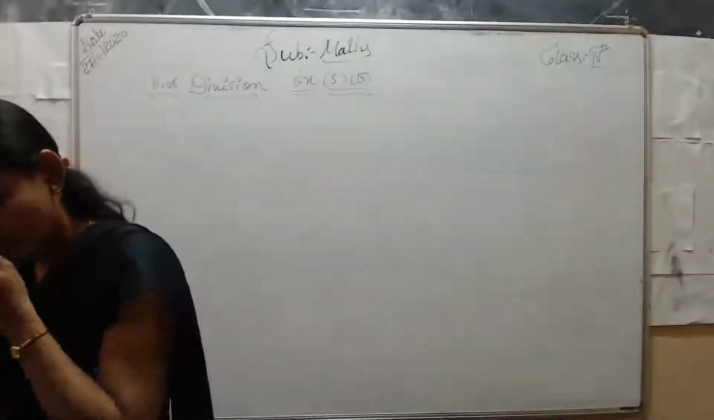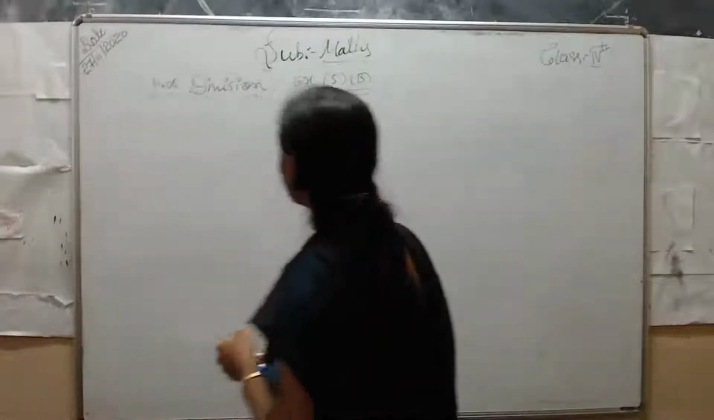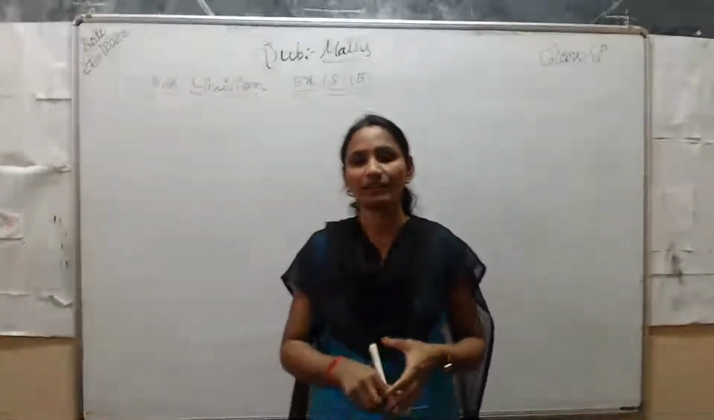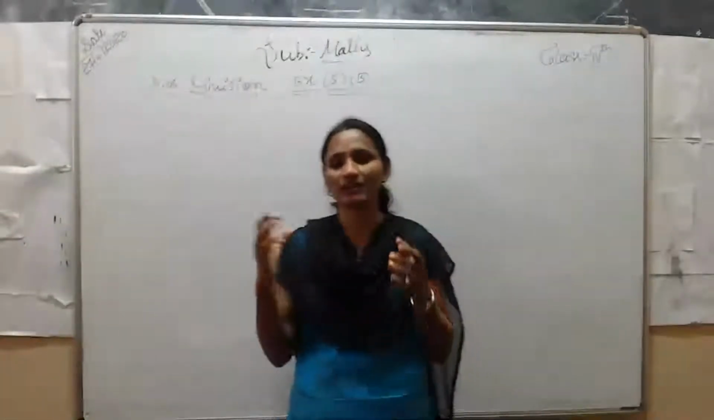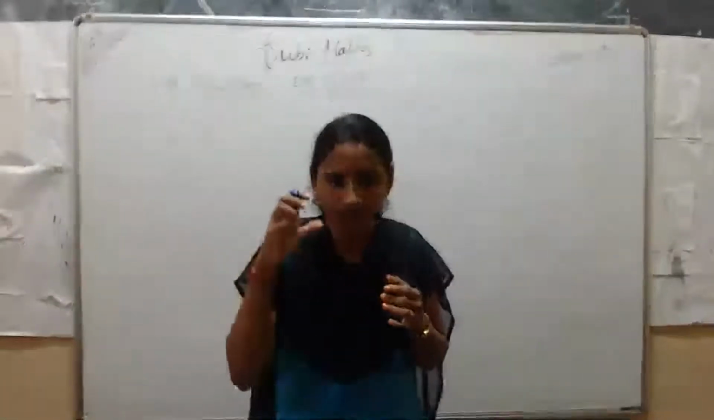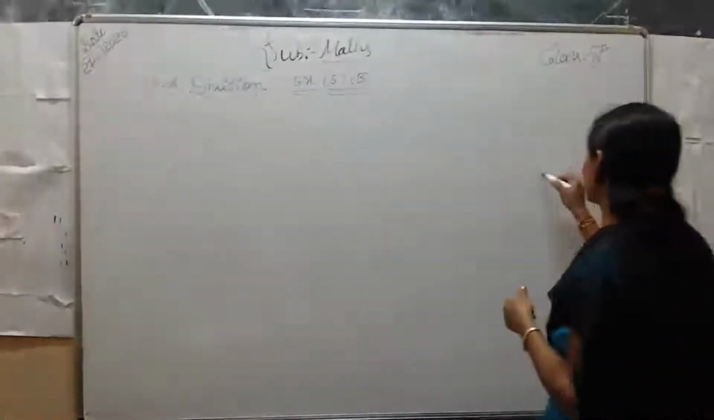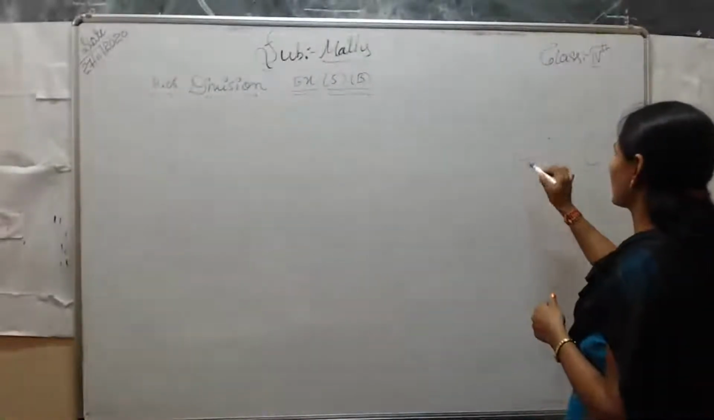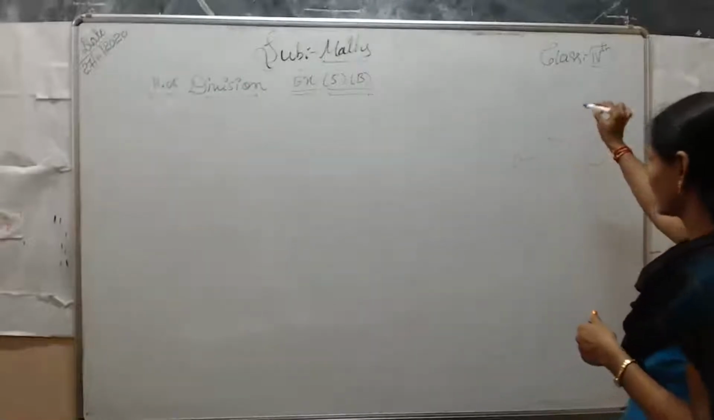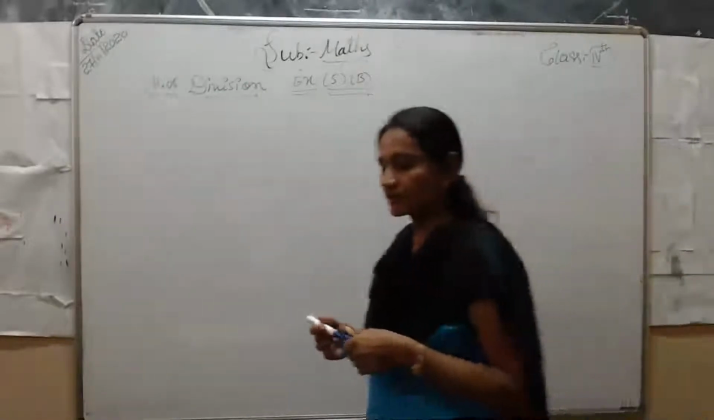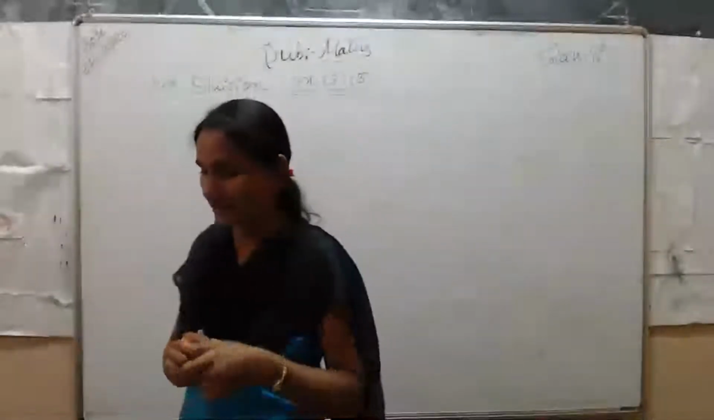The dividend is equal to divisor into quotient plus remainder. I already told you this in yesterday's class. First, you have to take the first number. This is the symbol of division. Students, this is the divisor and the dividend. You have to consider the quotient, and down below is the remainder.